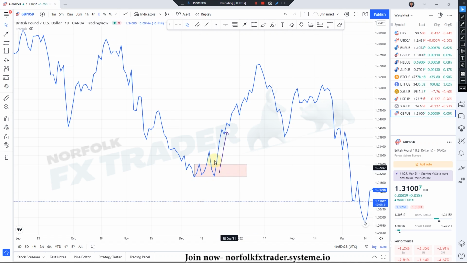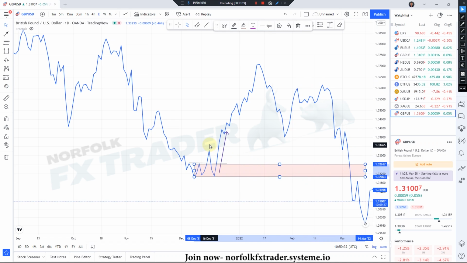Now, these are not always going to come back for an entry. As you can see, price breaks straight through. But remember, the basis of the higher time frame, the weekly, we know that this is a bearish market. This is a pullback to continue lower. You wouldn't be looking to buy from here, but you can look to buy on a retracement back. You'll be looking to sell from this higher area.